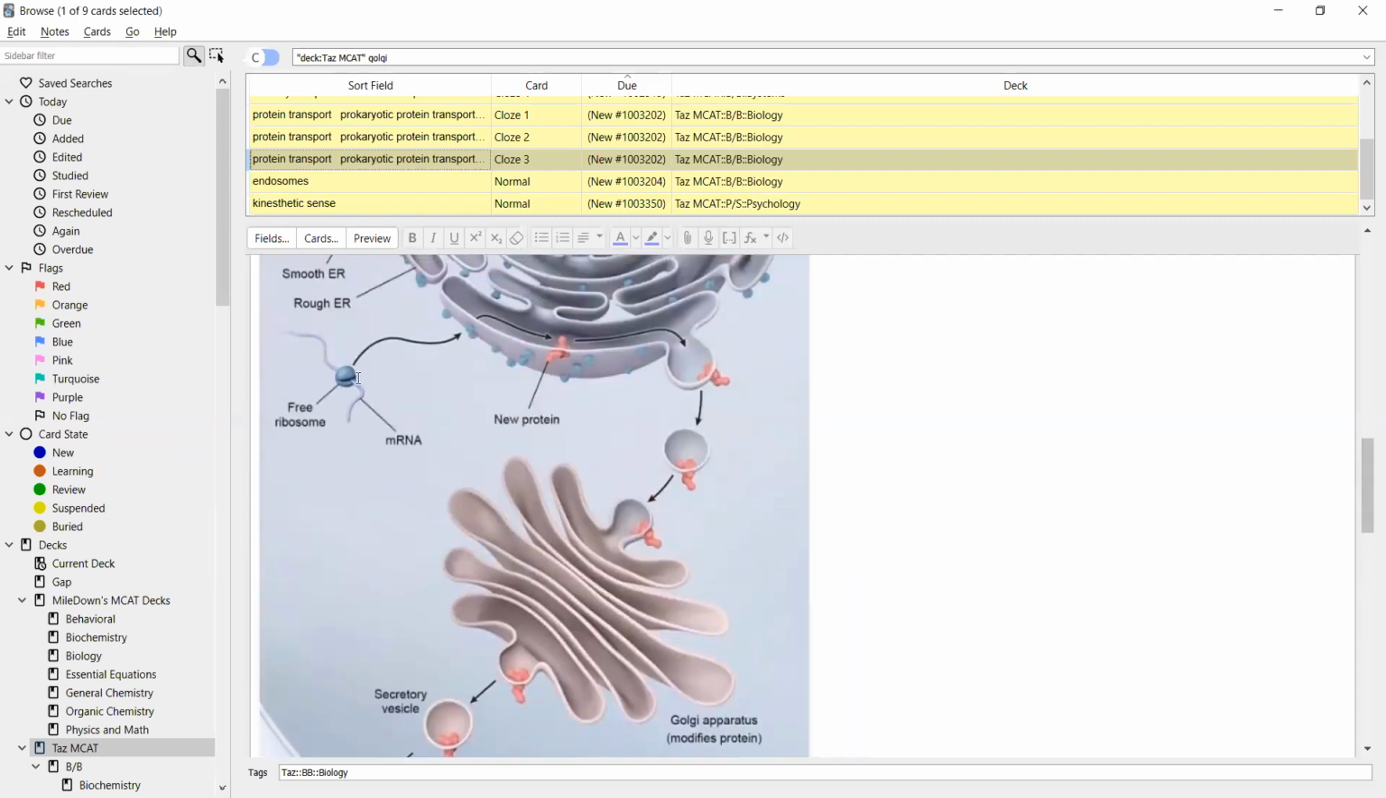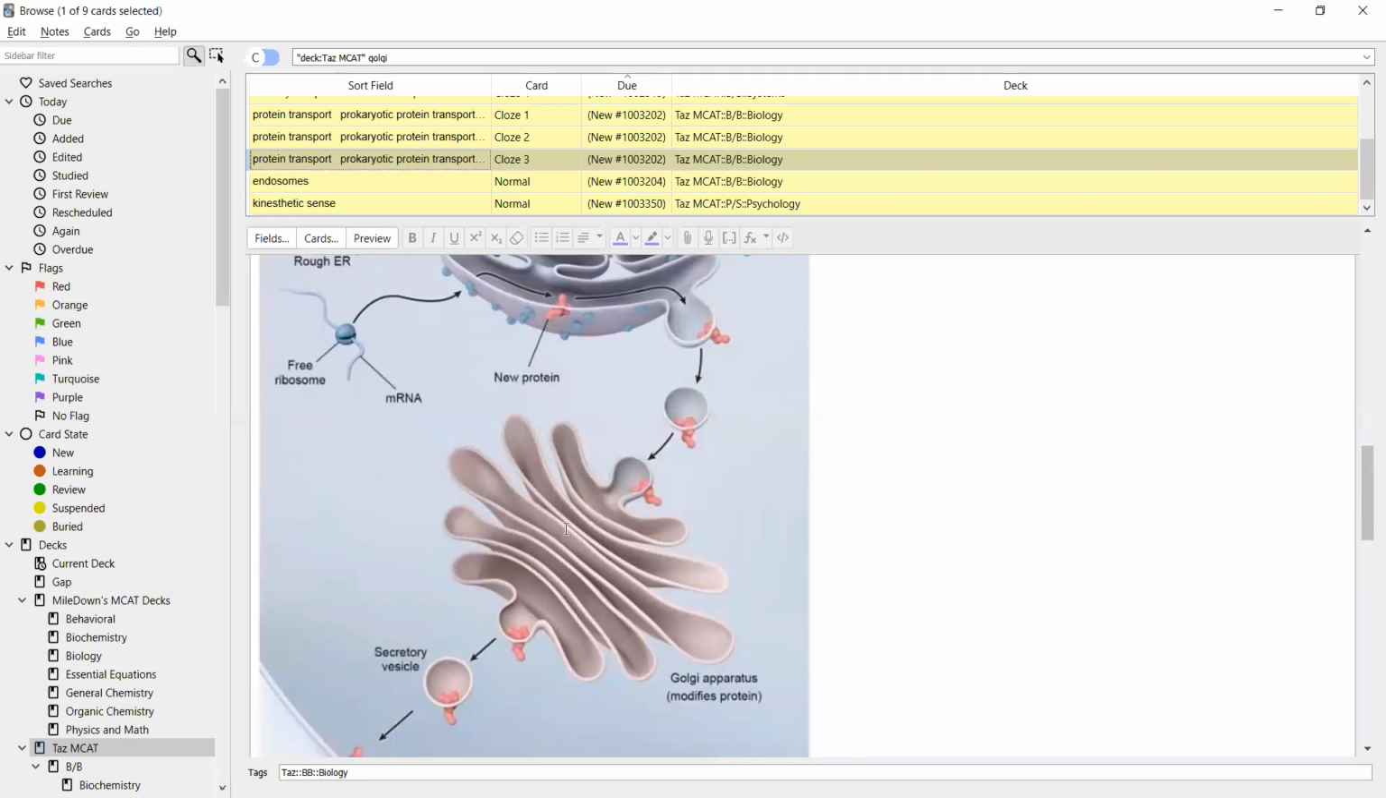Because normally the ribosomes are just chilling, they're just around, right? So how does a protein actually go to where it needs to go? Through this process, through the Golgi.